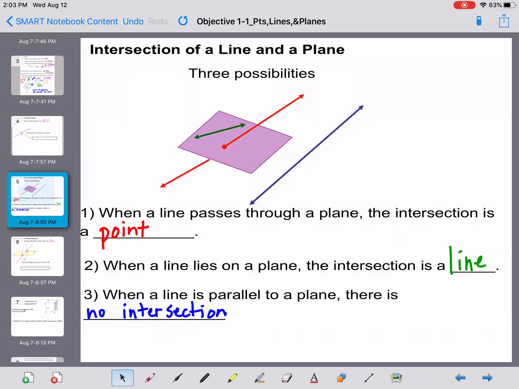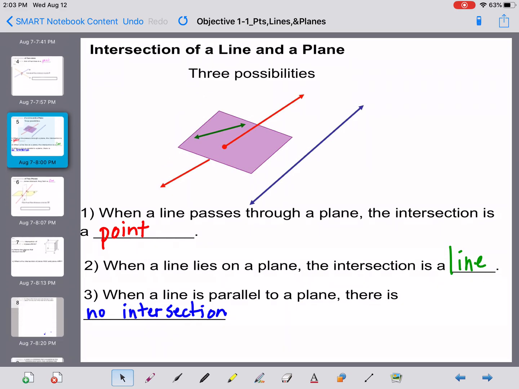When a line is parallel to a plane, there is no intersection. Okay? I'm sure you learned about parallel lines. And parallel lines, they probably described them as the railroad track. You know, there's a rail line on each side. Those 2 individual lines don't cross or the train would crash. So if it's parallel, there's no intersection.